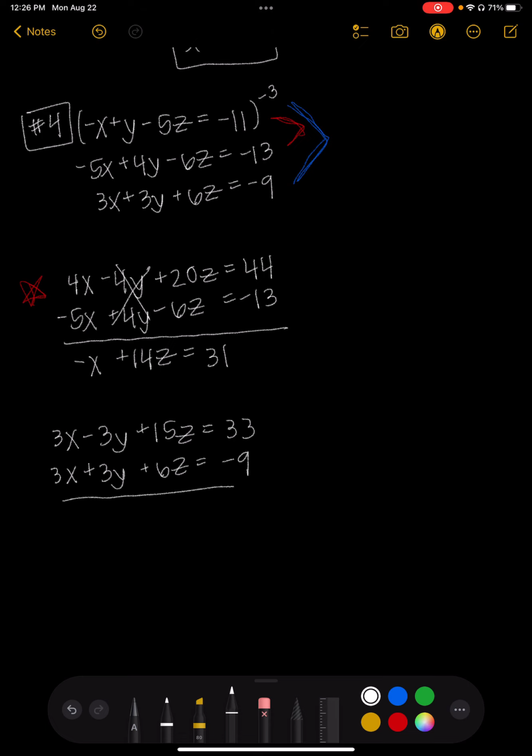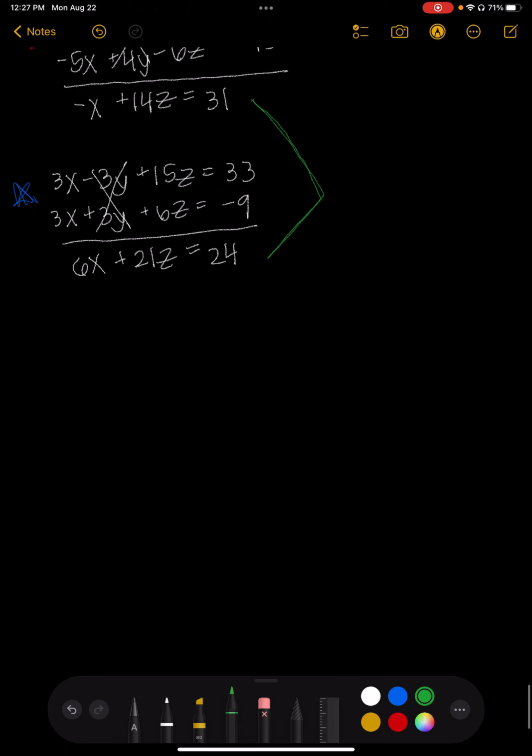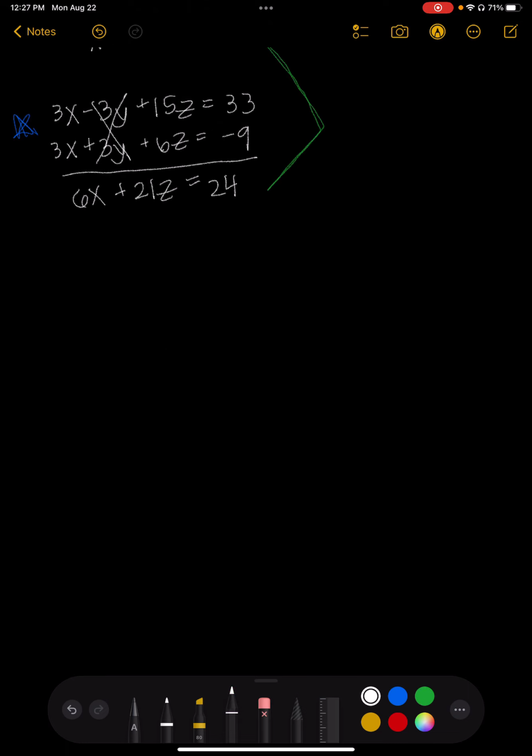Now we can add them together. This is the blue equations. So when we add them together, we get 6x, the y's cancel out like we want, plus 21z equals 24. All right, so now we have, let's make them the green equations. These two equations would just have the x's and the z's. So I'm going to write those two out down here.